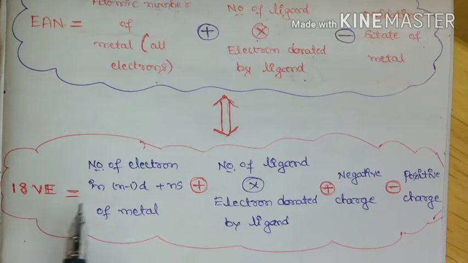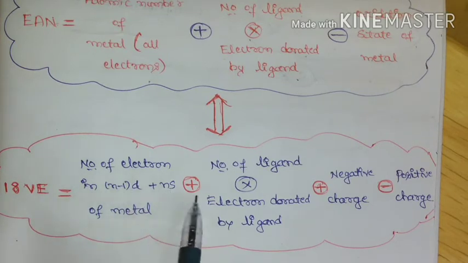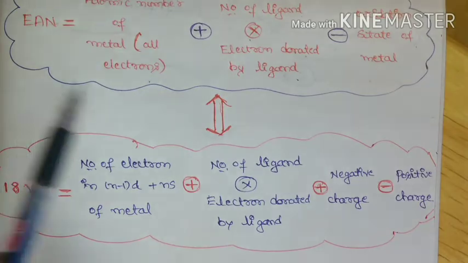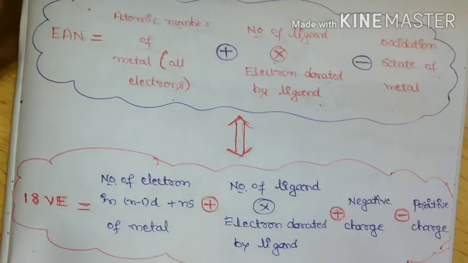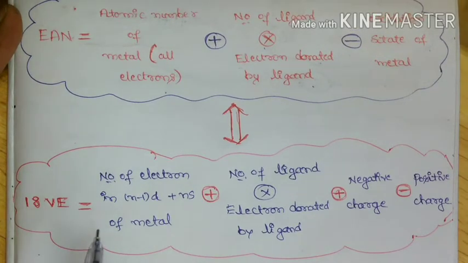So the 18 valence electron rule is equal to the number of electrons in the (n-1)d plus ns orbitals of the metal. Here, in the effective atomic number rule, all electrons are considered, whereas in the 18 valence electron rule, only the electrons present in the (n-1)d plus ns orbitals of the metal are considered, plus the number of ligands times the electrons donated by each ligand, plus the negative charge carried by the complex, minus the positive charge. So this is the 18 valence electron rule.